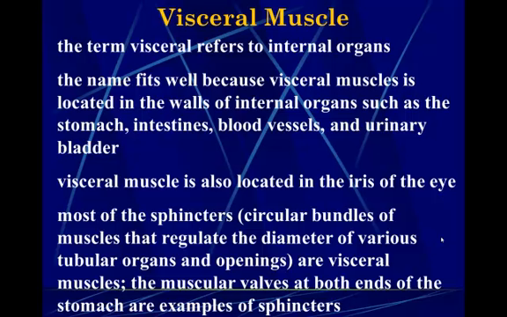Sphincters are circular bundles of muscle that regulate a lot of the tubular organs inside of us, and a good example would be our stomach. The tubular organ, stomach, the esophagus where it meets the stomach, that's a sphincter. It's called the cardiac sphincter at the beginning of your stomach. At the end of your stomach is another sphincter connecting your stomach to the small intestines. And that is called the pyloric sphincter, and that's visceral muscle.